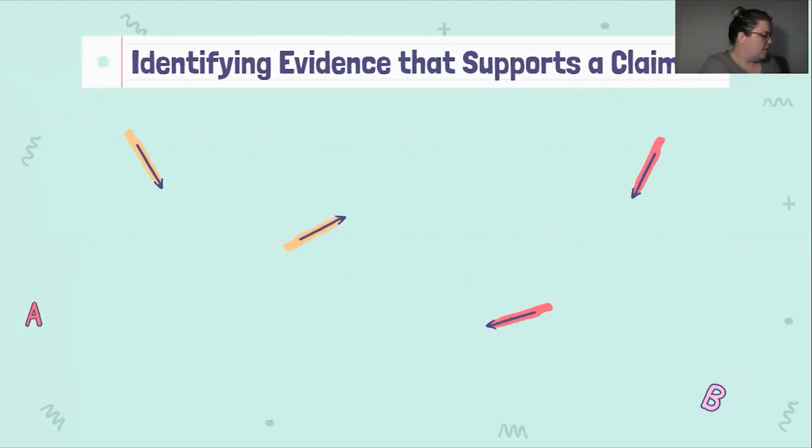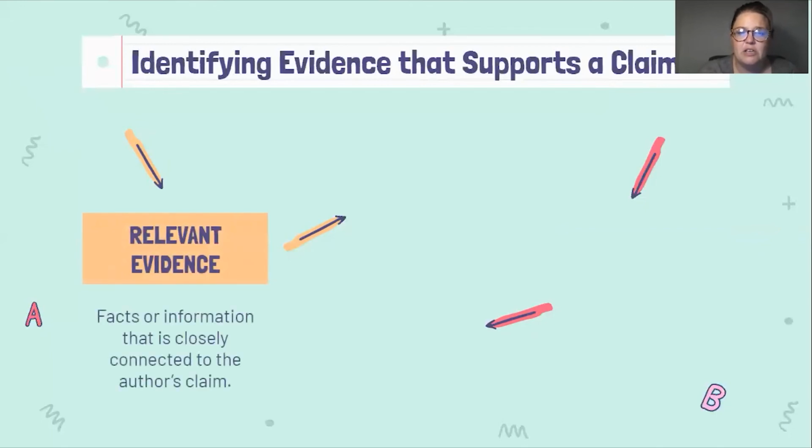Okay, next we want to remember that our evidence needs to be relevant. Okay, we can't just throw something in. We could list lots of facts about Atlanta, Georgia, but they're not necessarily going to be facts that support our idea that it's a great place for families to visit. For evidence to be relevant, it must clearly connect to your claim. So relevant evidence is facts or information that is closely connected to an author's claim. So in our essay here, Atlanta, Georgia has 20 different family attractions within 20 minutes of the airport is relevant to our idea that families might want a vacation there.